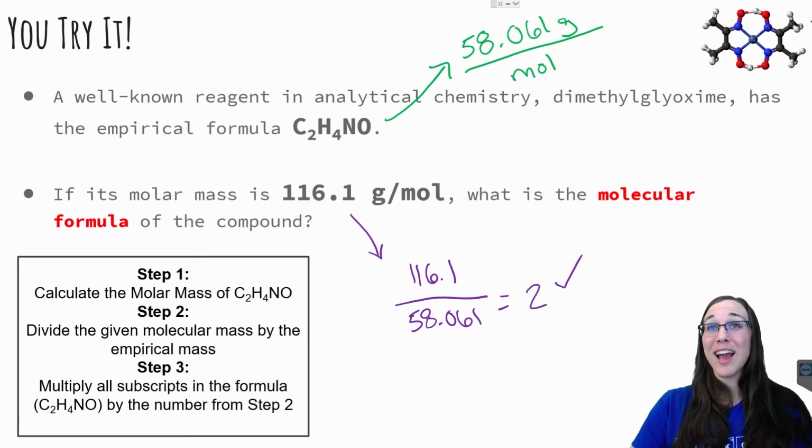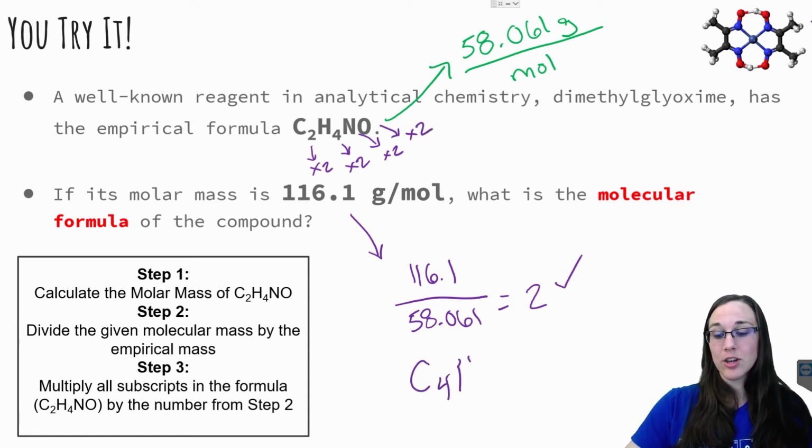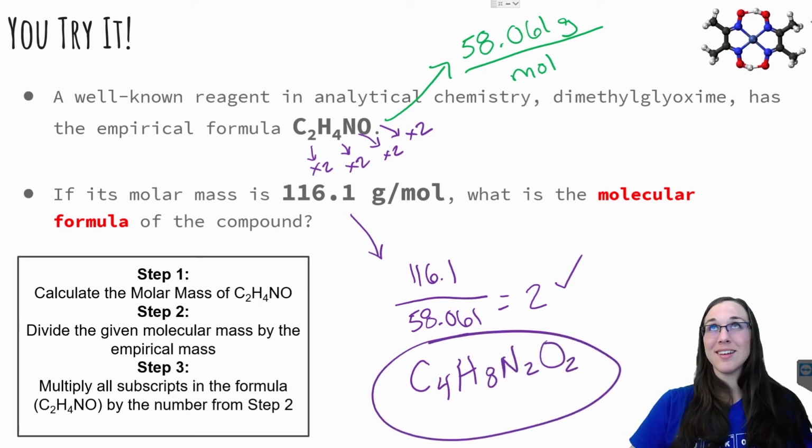So all we have to do now is take that 2, that's our multiplier, and multiply it by all the subscripts in C2H4NO. So we're just going to take that 2 and multiply that by 2, multiply the 4 by 2, the 1 by 2, and the other 1 by 2. What we end up with then is C4H8N2O2. And that would be the actual molecular formula of dimethylglyoxime, the compound of interest, right there.